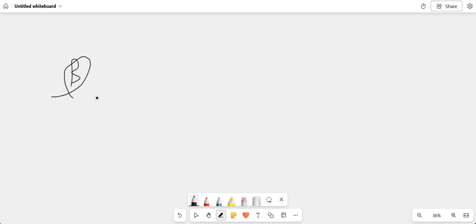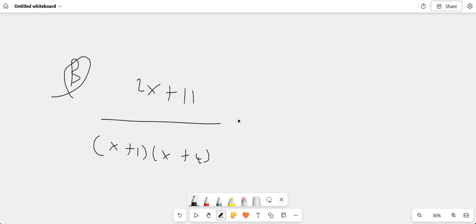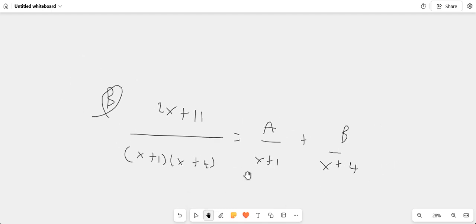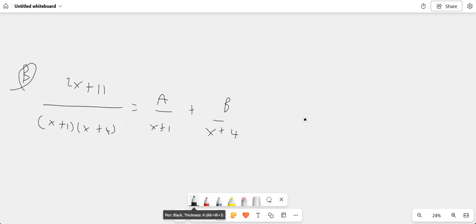Alright, b. (2x + 11) over (x + 1)(x + 4). Cool. So again, we split that into a over the first one, so a over x + 1, plus b over x + 3. Alright, cool. And now combine the fractions, so bring that up there.